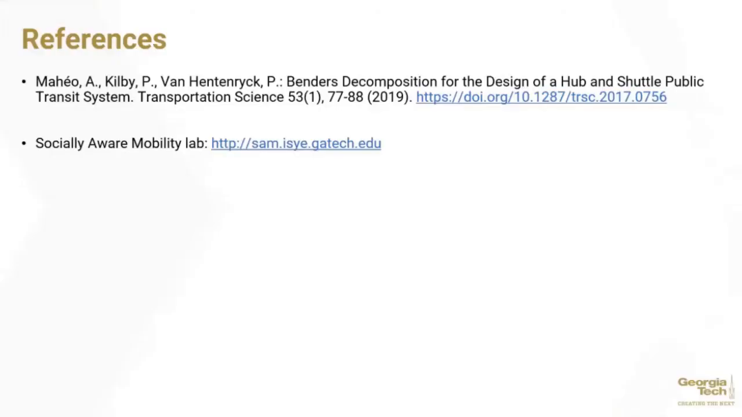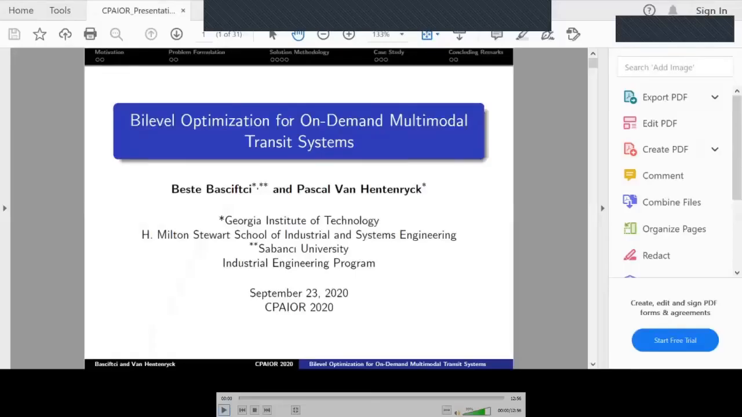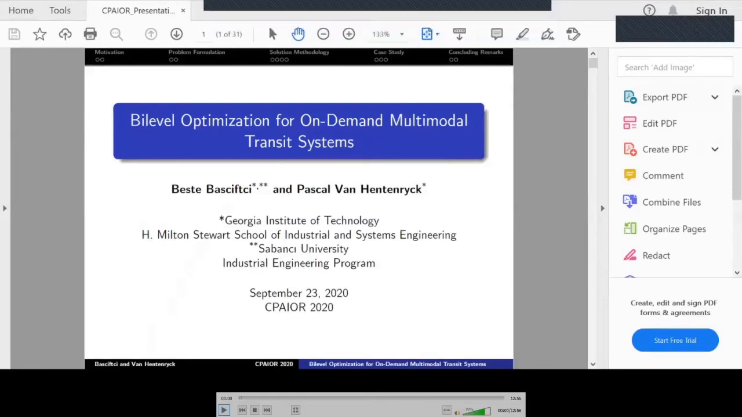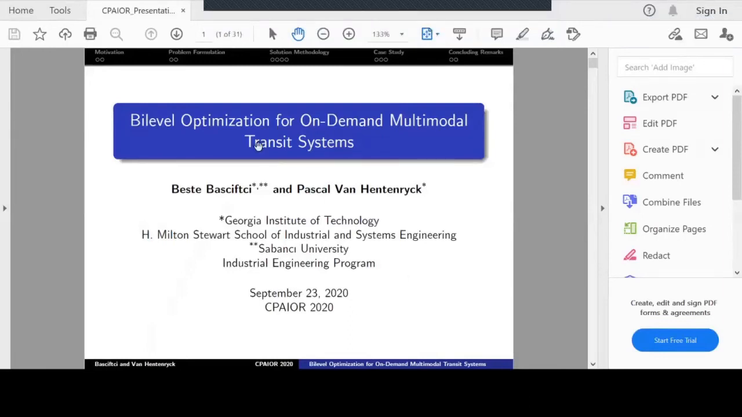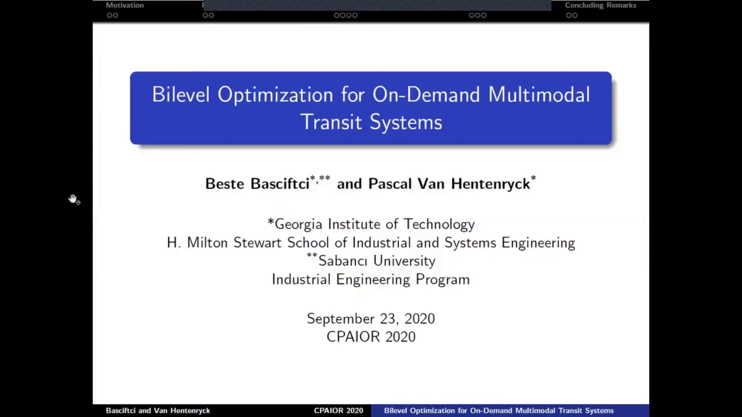It's about bilevel optimization for on-demand multimodal transit systems. So again, similar topic. It's by Beste, I'm sorry, I cannot pronounce your last name, and Pascal van Hentenryck. I think Beste is the presenter. Yes. In this talk, we will be discussing bilevel optimization for on-demand multimodal transit systems.